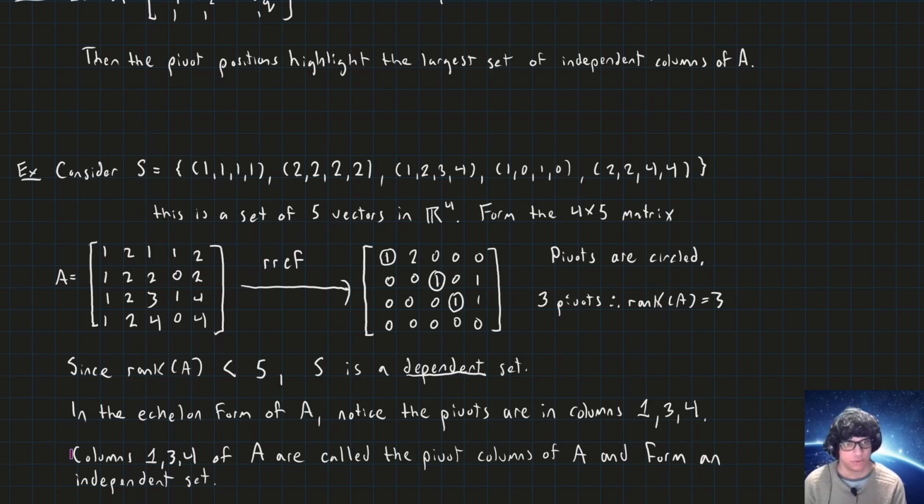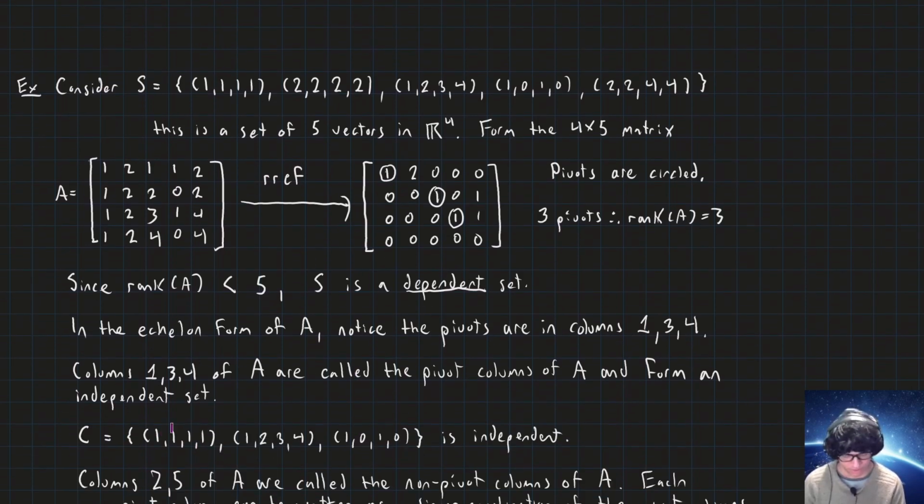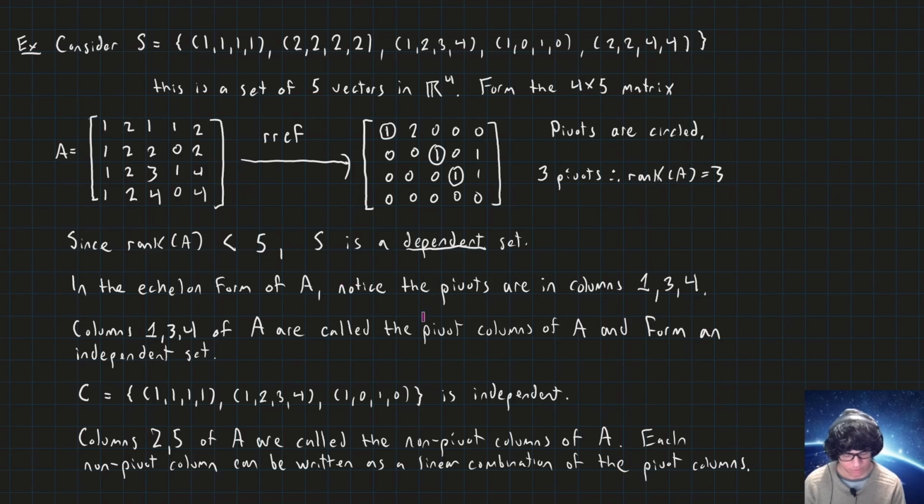Okay, so this set C of, I'm going to call these special columns the pivot columns of A. This set C is made up of my pivot columns, and it's an independent set. The size of it is 3, which is the rank of the matrix.